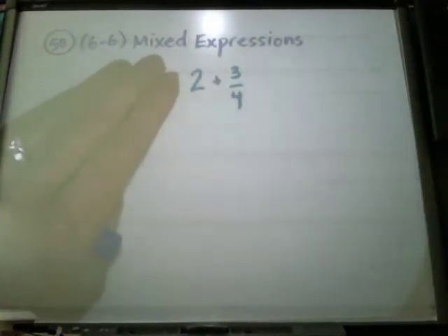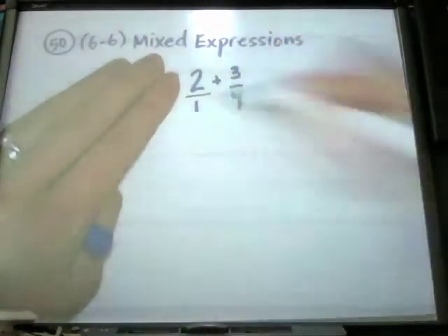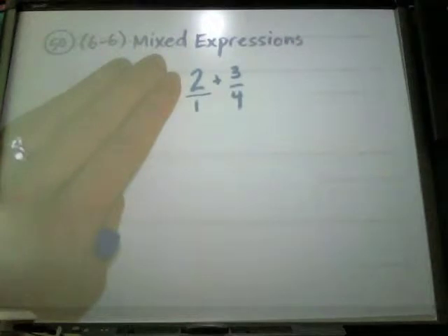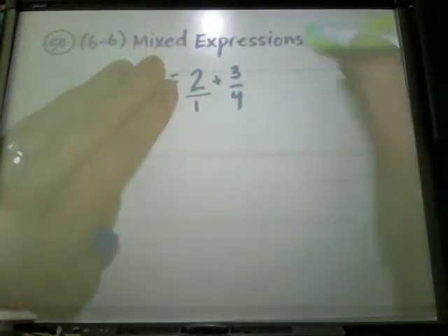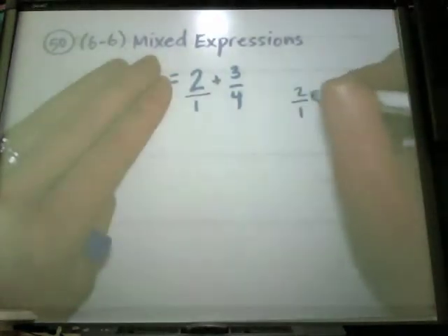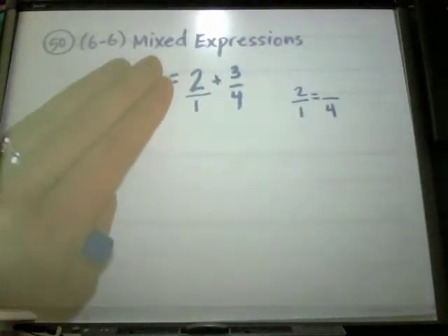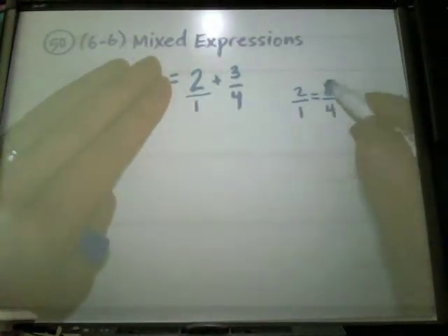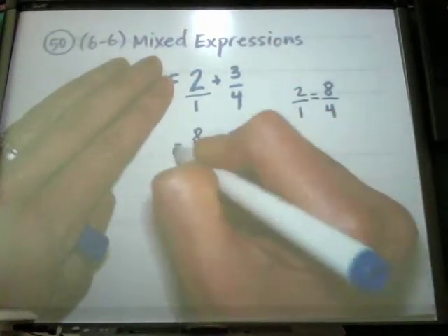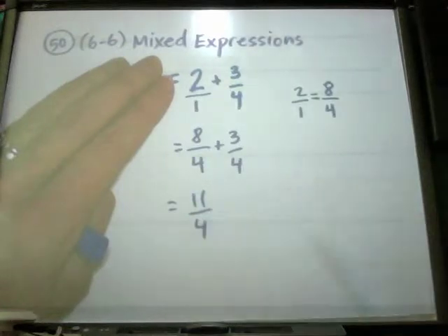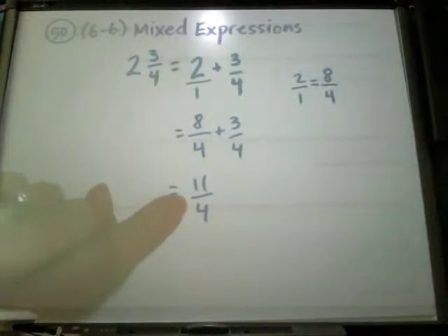If I wanted to add these together, since I need to have the same denominator, I could put 2 over 1, right? And I could turn the 2 over 1 into a fraction that has a 4 as a denominator. I'm just going to write it off to the side. You can choose to write this or not. I think everybody knows this. I would turn it into a denominator of 4 by going, oh, times 4 and times 4, and I'd get 8/4 plus 3/4 equals 11/4.